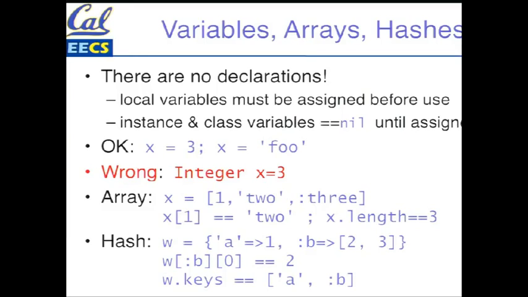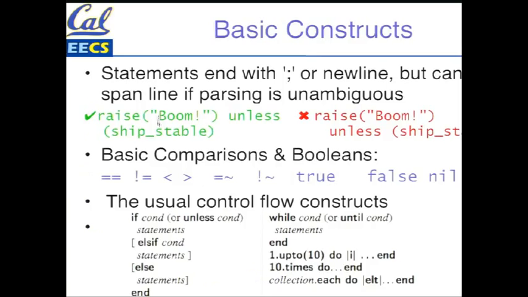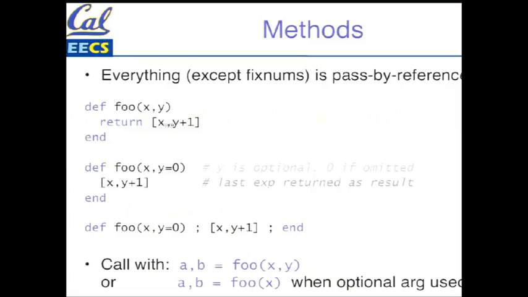Methods. Everything is basically passed by reference. So here's a very simple method definition. Foo of x and y. That just returns an array of x and y plus 1. How could you call this method? Well, down here, you could call it with a comma b equals foo of x and y. Right? You can assign to individual elements as well as to an array.